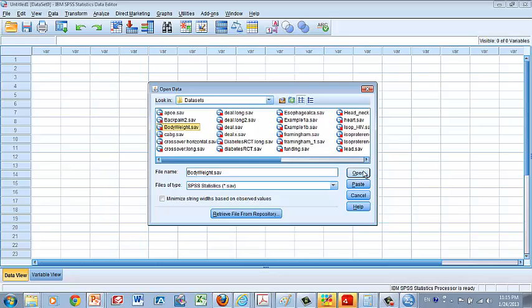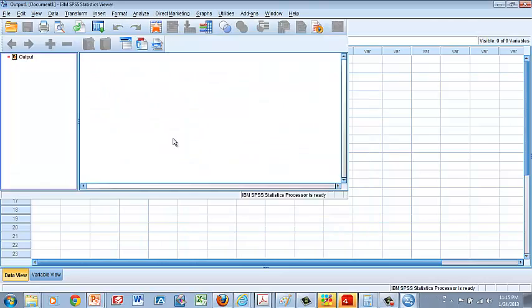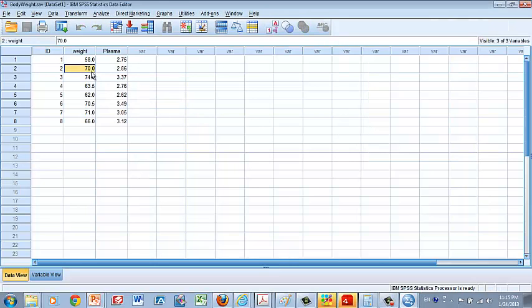Alright, we are going to do an SPSS demonstration of simple linear regression. In the Dropbox, you can find bodyweight.sav. That's the data set we're going to use today. Then we do open. We use plasma as the dependent variable and weight as the independent variable.